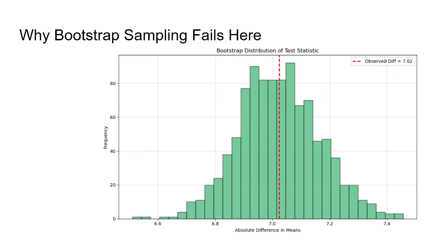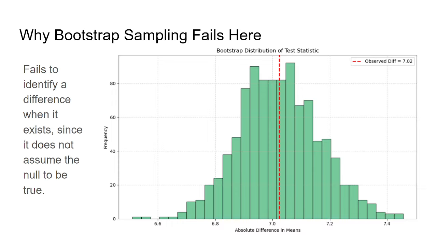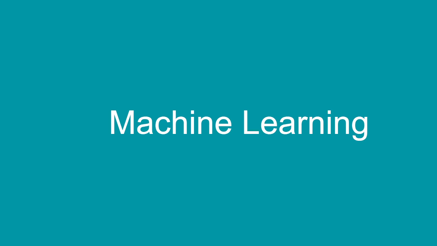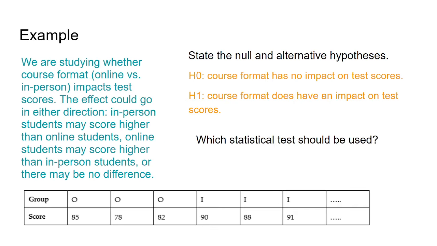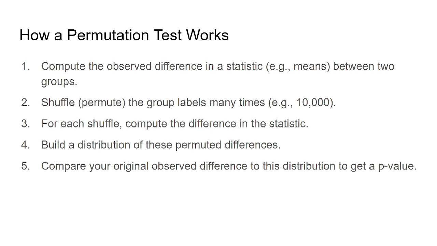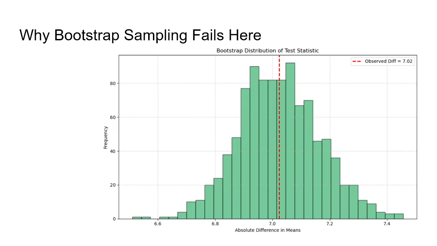The thing is that I'm not able to identify an effect using bootstrap sampling, even though an effect exists. The primary problem is that bootstrap sampling does not assume that the null is true by default. It fails to identify a difference when it exists since it does not assume the null to be true. And this is the thing: it doesn't shuffle the labels within this data, it shuffles the whole tuples and takes their permutations, in which case the effect still stays in place.